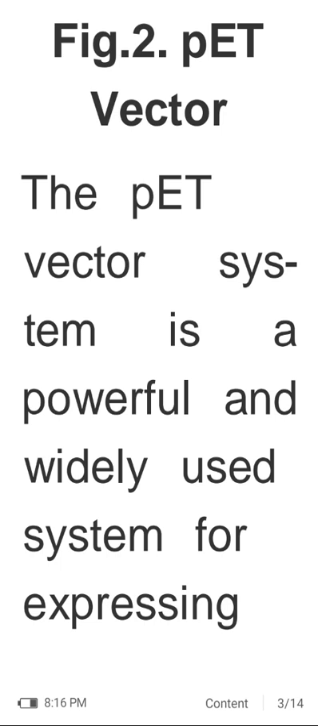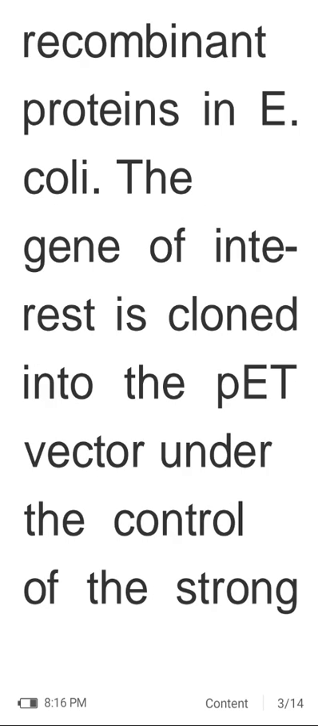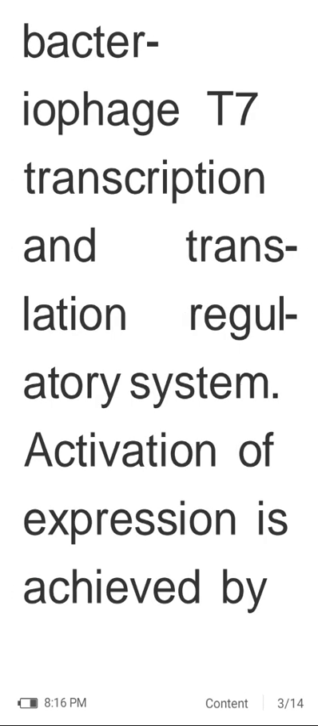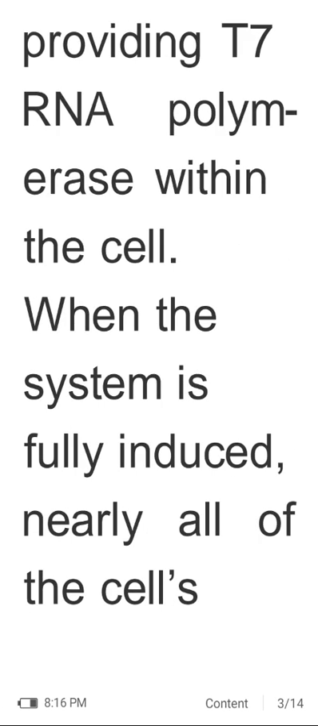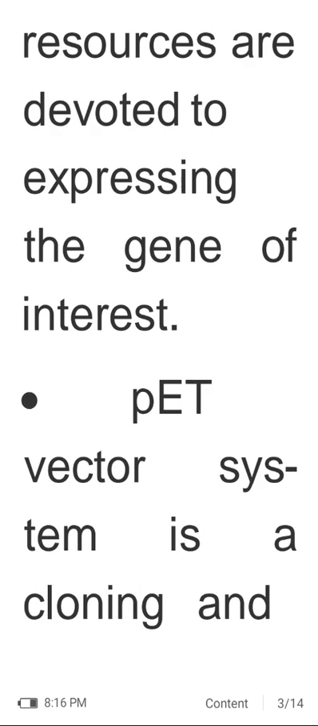The pET vector system is a powerful and widely used system for expressing recombinant proteins in E. coli. The gene of interest is cloned into the pET vector under the control of the strong bacteriophage T7 transcription and translation regulatory system. Activation of expression is achieved by providing T7 RNA polymerase within the cell. When the system is fully induced, nearly all of the cell's resources are devoted to expressing the gene of interest.